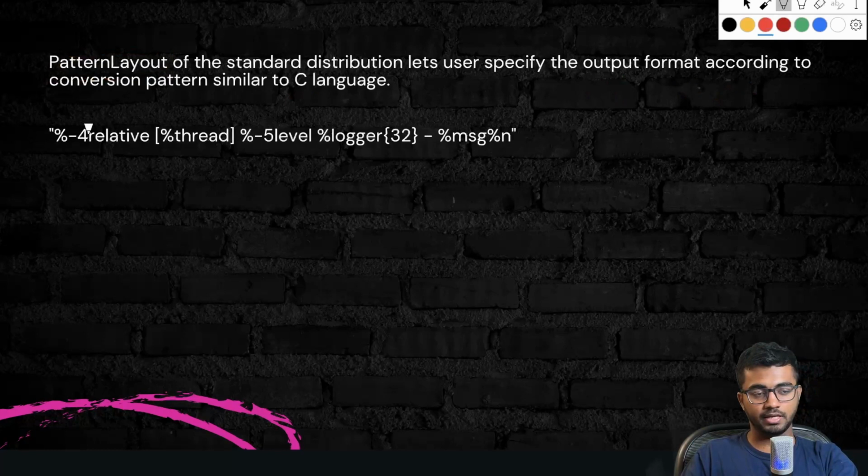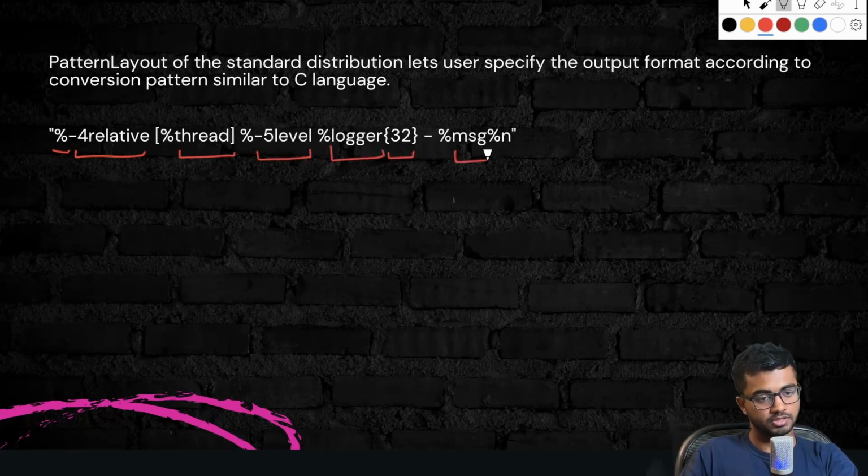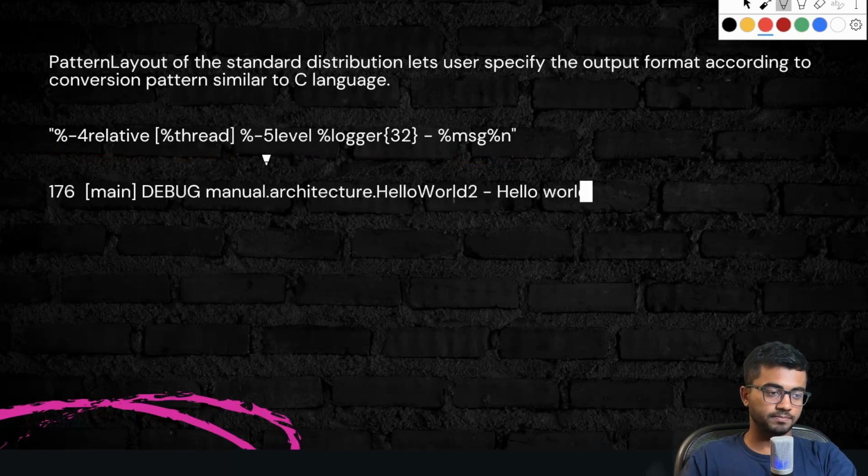So for example, think about this pattern here, right? It is a series of percent conversion specifiers mixed with literal text. Let's take a little example to see this. What would be the output in this case? The %-4relative specifies that there are 4 positions, and relative specifies the time from the beginning of the program.